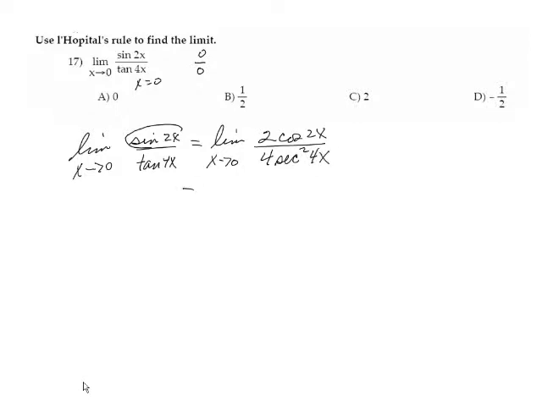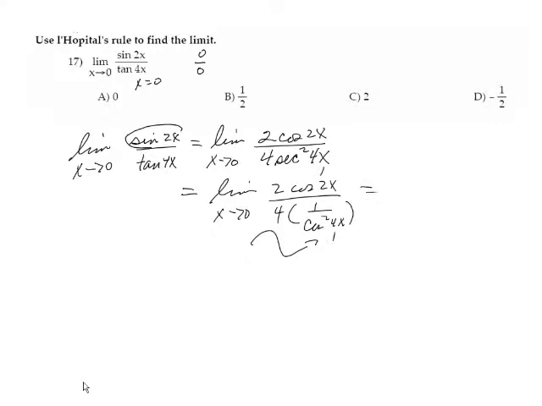And you can write this as the limit as x approaches 0 of 2 cosine of 2x over 4 times 1 over cosine squared of 4x. If you substitute in now, you get 1 down here and 1 up here, and you get this equal to 2 over 4, equal to 1/2. The answer is B.